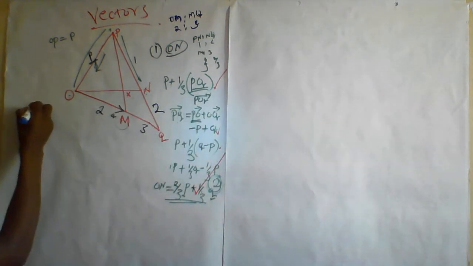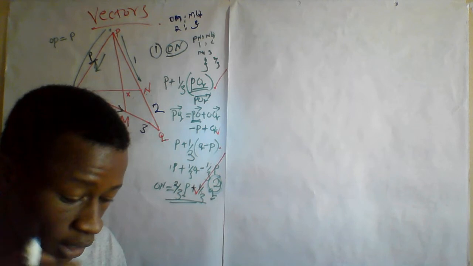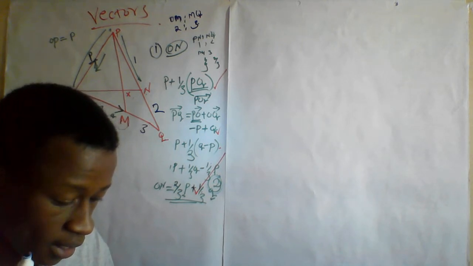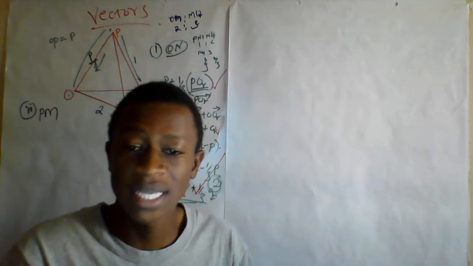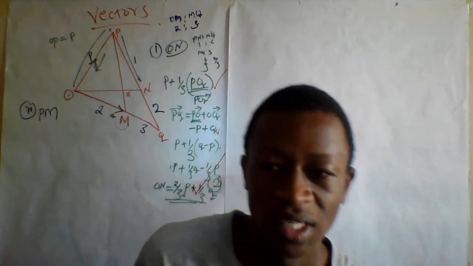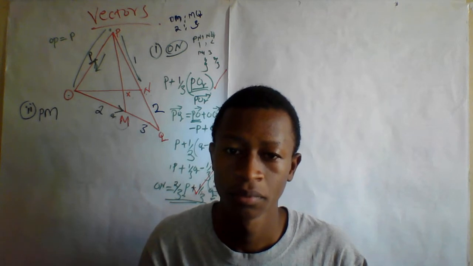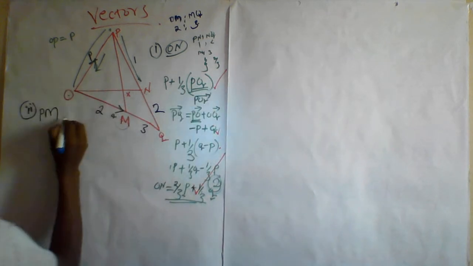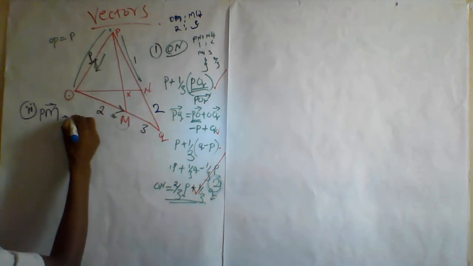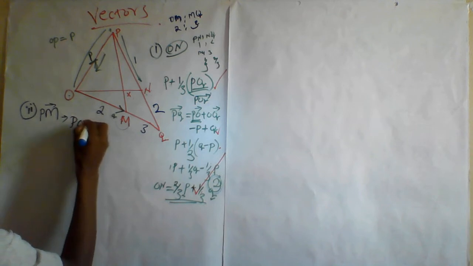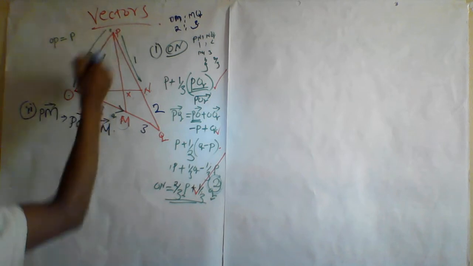Hope you can see here. Roman 2, whereby you have been asked to find PM, and I've told you, you have to follow a certain direction. Now, student, you can tell me PM will be, good, PM will be PO plus OM in standard direction. PO plus OM.